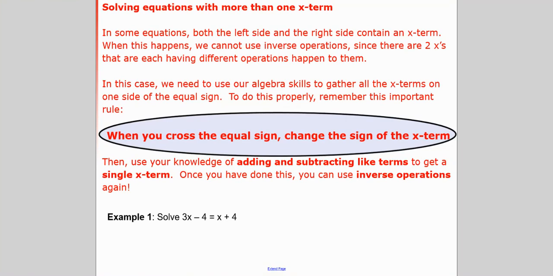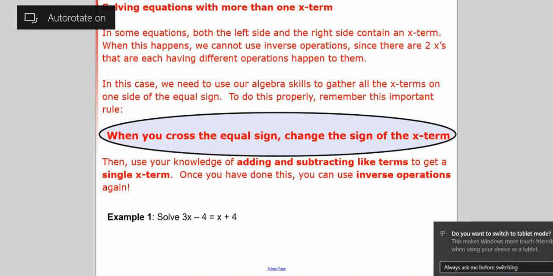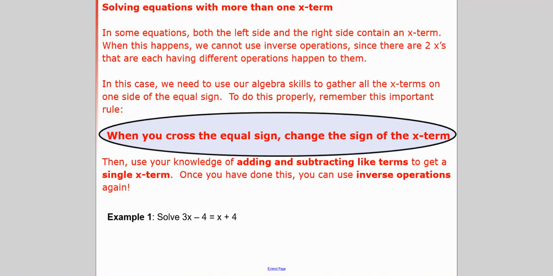Okay, so I just want to make a quick change to my screen so that it's easier to write on. Okay, so we're going to see what we're talking about here. We have an x term on both sides. As you can see, x and x. So we can't isolate anything because they're both on one side.